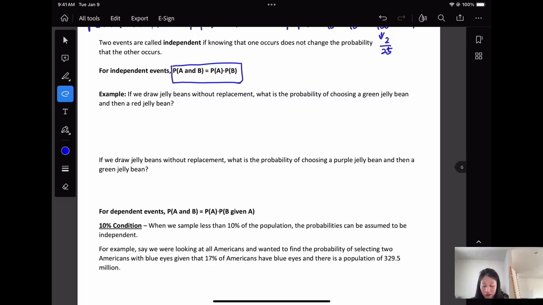Example, if we're drawing a jelly bean without replacement, that means once we draw one out, we don't put it back. That means you originally have 10 jelly beans. When you draw one out, you don't put it back. So you only have 9 jelly beans left in the sack. What is the probability of choosing a green jelly bean and then a red jelly bean? So we want a green bean, then a red jelly bean. Be careful, it is without replacement. The number of the total jelly beans is going to change.